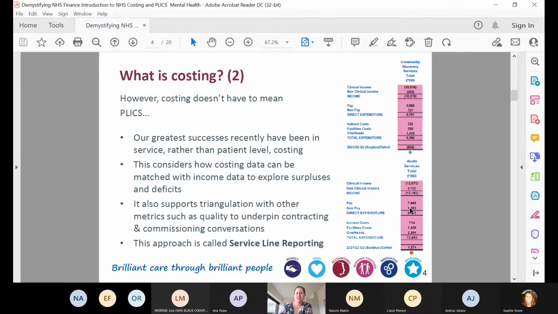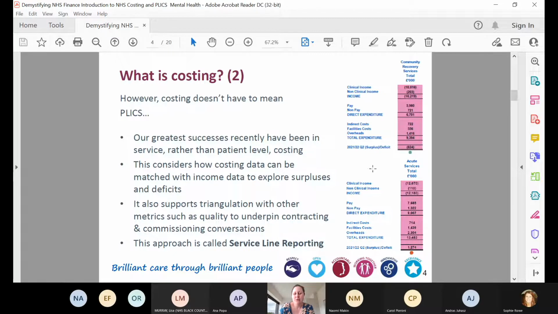Costing doesn't just have to be PLICS though, and particularly for mental health, those of you that work in mental health services, it's often very difficult to quantify for an individual patient those units of healthcare. Quite often we have long lengths of stay if they're in an inpatient setting. If they're in community, our patients can be with us for years. So one of the things that we've done locally is actually look at service line reporting as well.